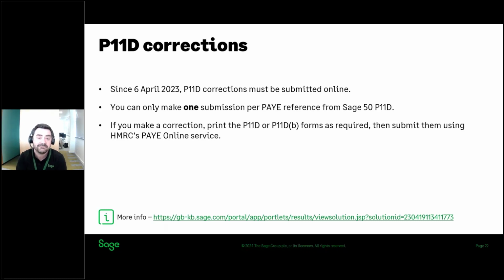So once you've sent it, if you need to correct anything, you will need to do that via HMRC's PAYE online service. So we suggest that you correct the records in P11D and then reprint the relevant reports. So the P11D reports for the affected employees and the P11DB. And then you can log on to PAYE online in a browser and you can submit the corrections that way. So we've got some guidance following the link on the slide.